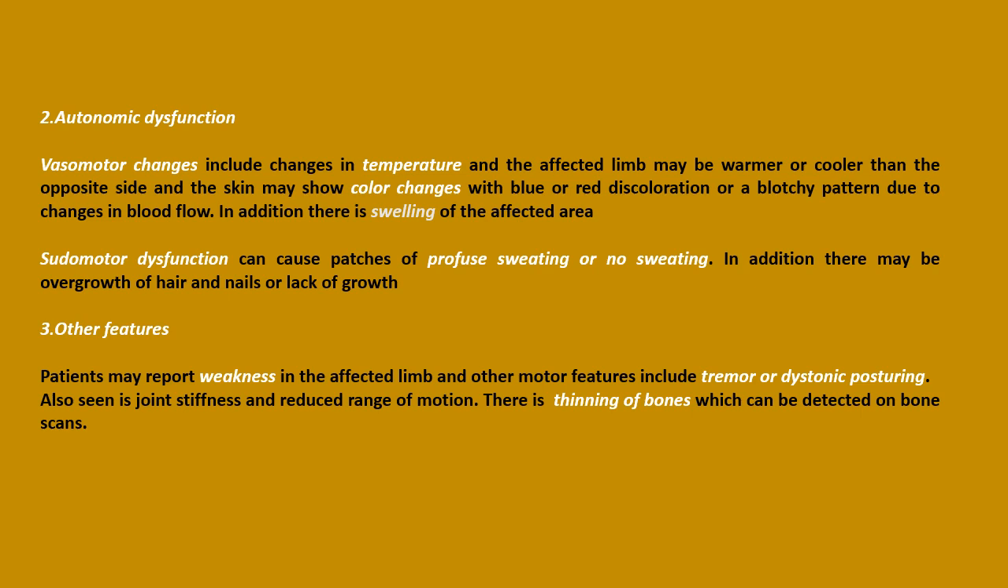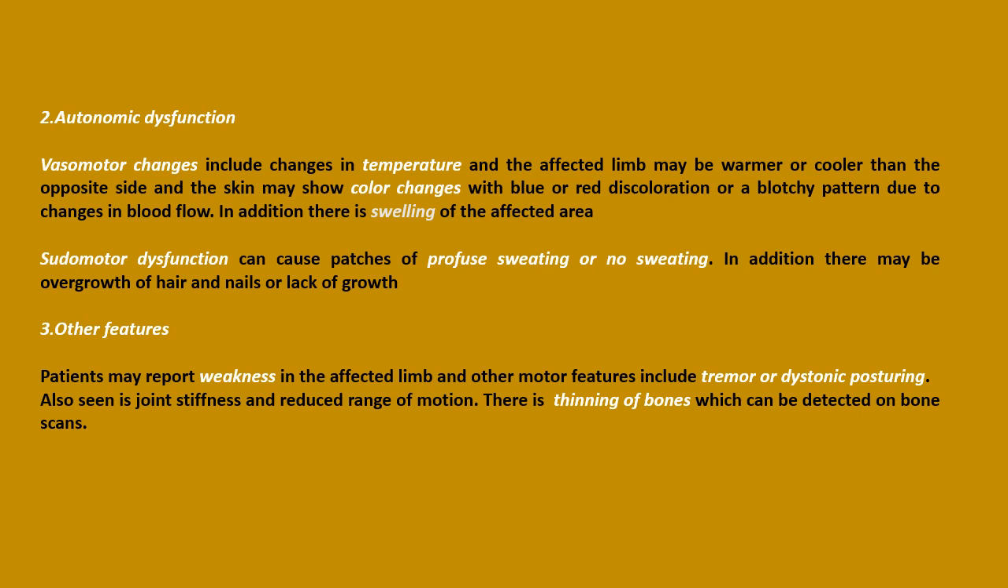Number 2, autonomic dysfunction. Vasomotor changes include changes in temperature, and the affected limb may be warmer or cooler than the opposite side, and the skin may show color changes with blue or red discoloration or a blotchy pattern due to changes in blood flow. In addition, there is swelling of the affected area. Pseudomotor dysfunction can cause patches of profuse sweating or no sweating. In addition, there may be overgrowth of hair and nails or lack of growth.